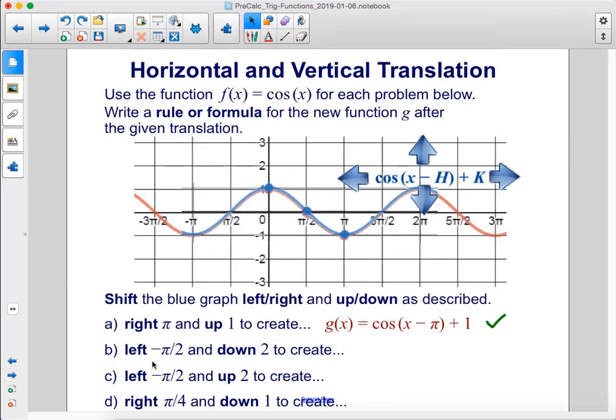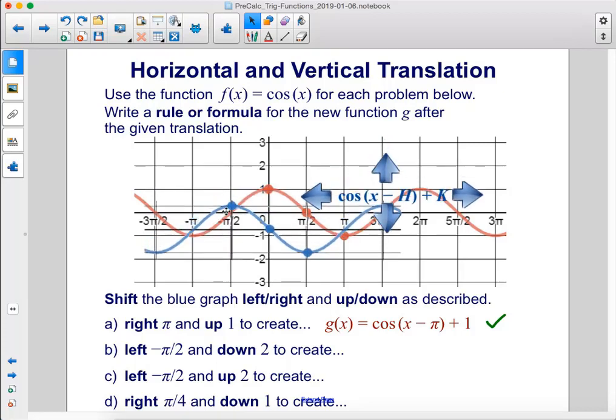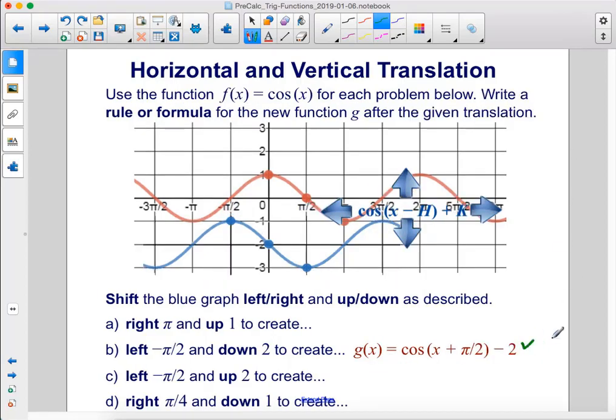We're going to go left, negative pi over 2. So pi over 2 is here. So negative pi over 2, and then down 2. The equation for this will be cosine of x minus negative pi over 2. So there's two negative signs. They turn into a plus sign, pi over 2, and then we're going down 2. All right, and there we go.